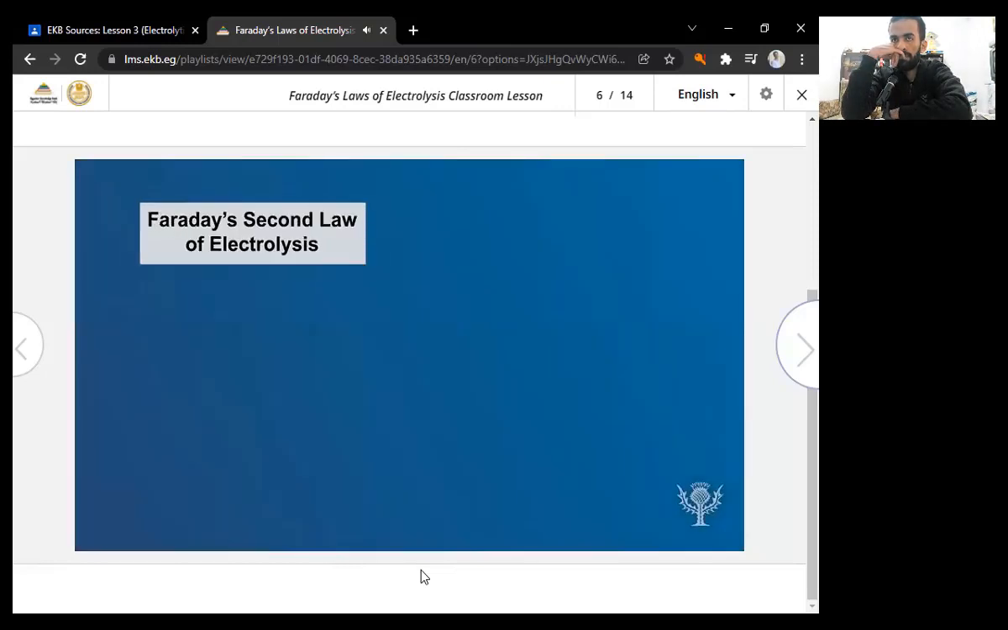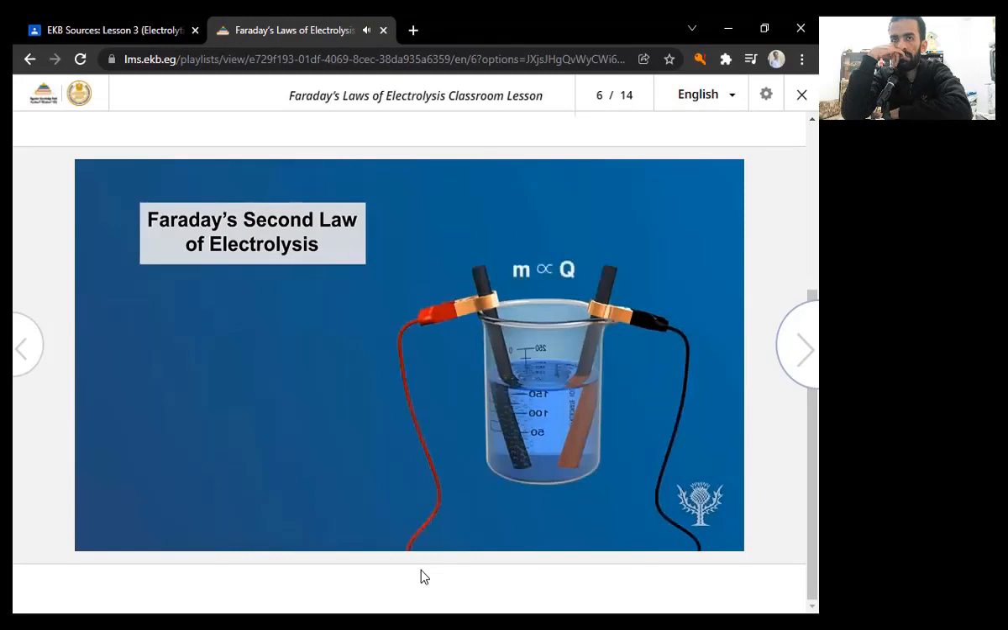Faraday's second law of electrolysis is a little bit more complicated. It tells us that the mass of a substance deposited during electrolysis is not only proportional to the quantity of electricity passing through it, but also depends on the atomic mass and the valency of the element deposited. These are combined to give a quantity called equivalent weight, E. The equation for calculating equivalent weight is equivalent weight, E, equals atomic mass divided by valency.